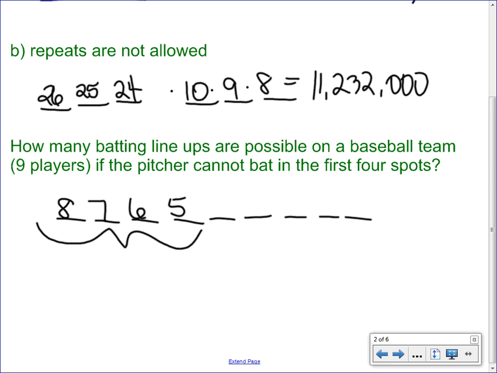Once we get to the 5th spot, the pitcher can bat. So instead of 4, this number is 5, because we have the 4 non-pitchers and now the pitcher. So 5 then, 3, 2, 4. And you get 201,600. Good thing we're not GMs, that's a lot. Now, that's a lot of unique batting orders, isn't it?